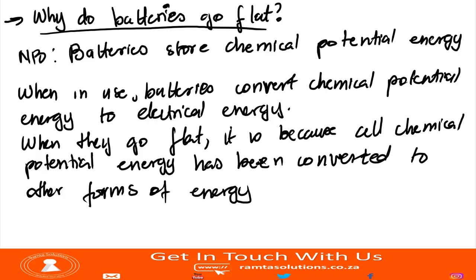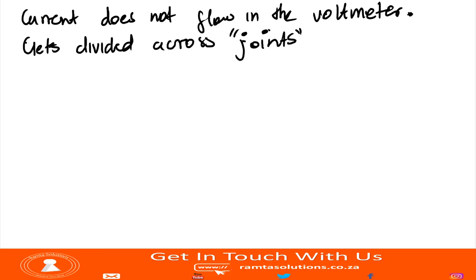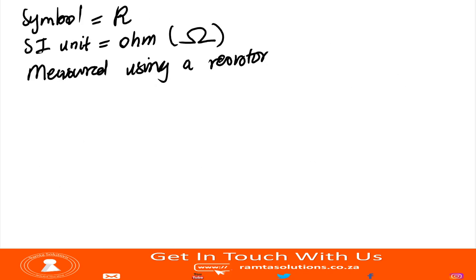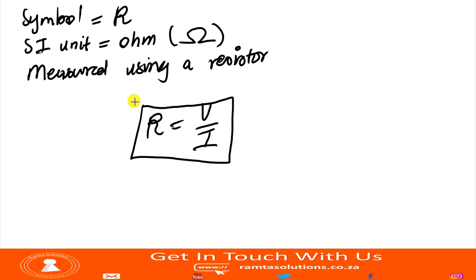Did I say resistance? I think I heard myself saying resistance. It's measured using a resistor. Perfect. So the formula that we have been using all along is this: resistance is equal to V over I, meaning 1 ohm is equal to 1 volt per ampere. So you know all these things now.